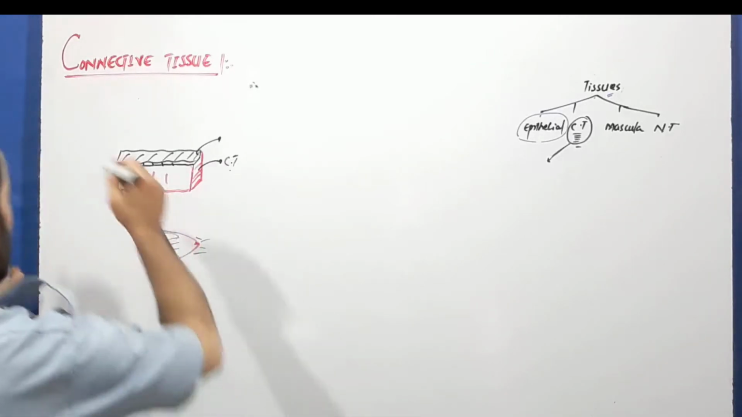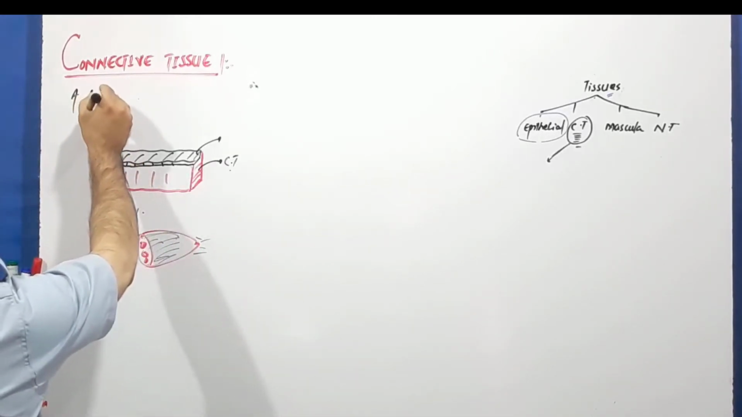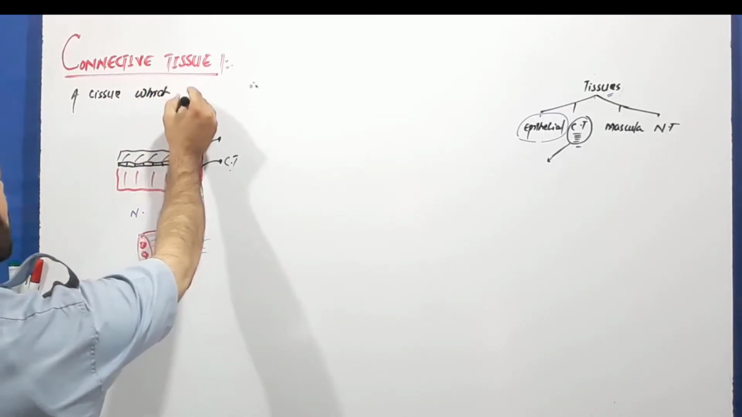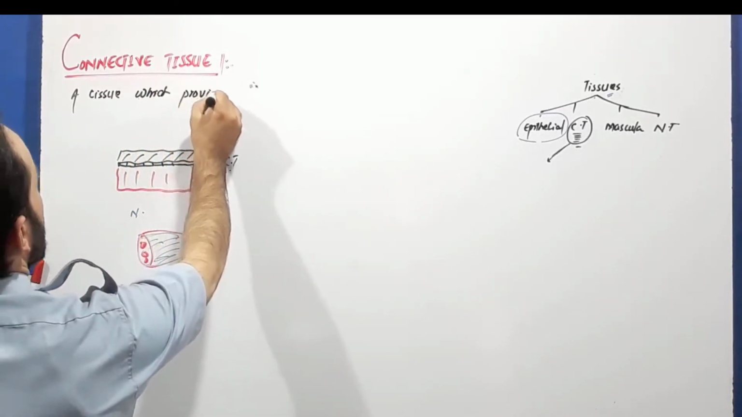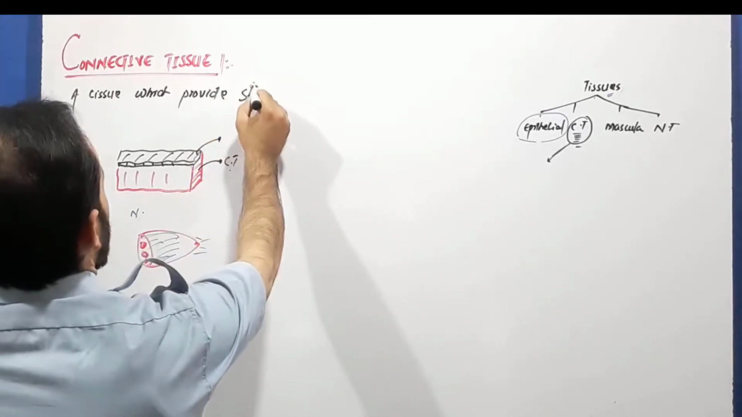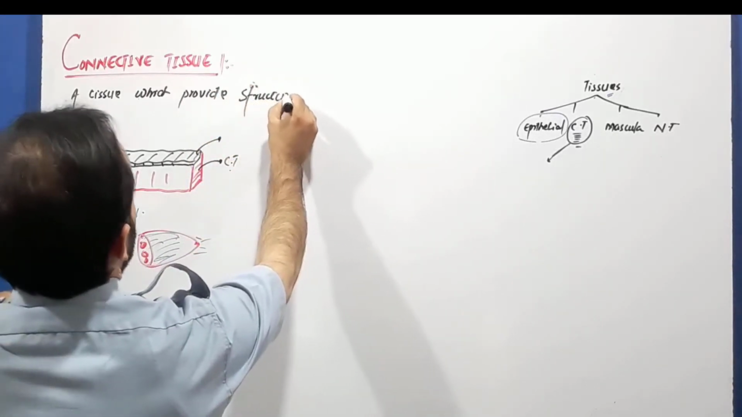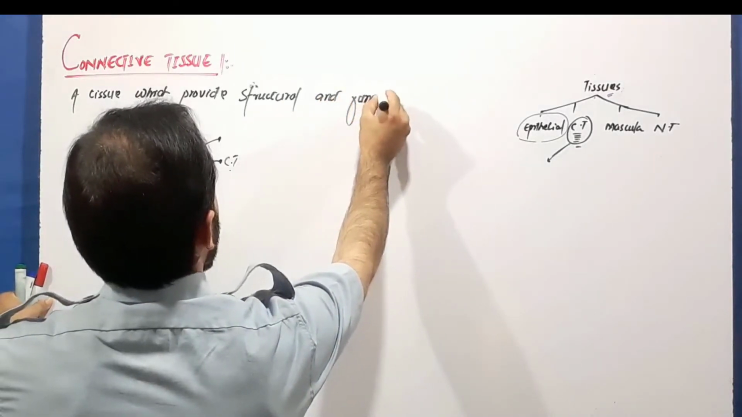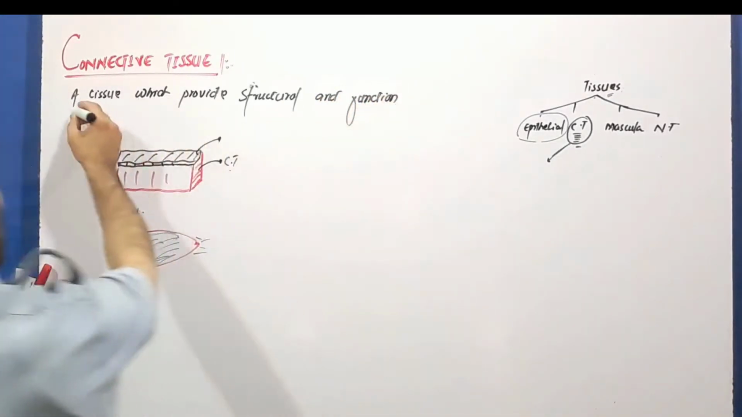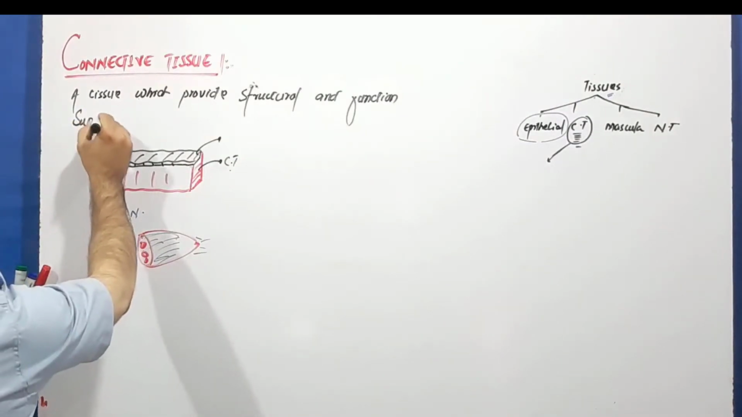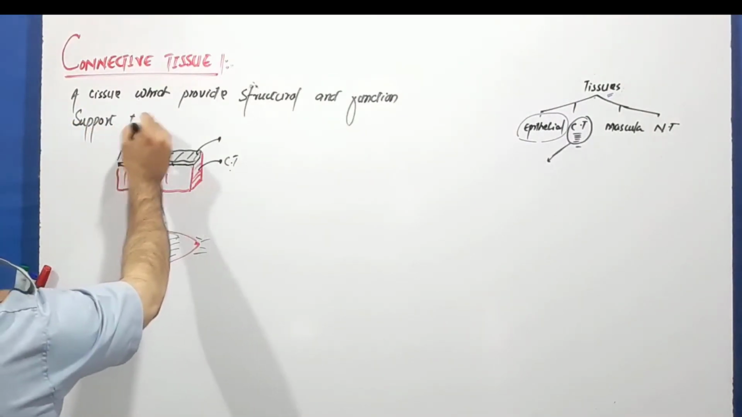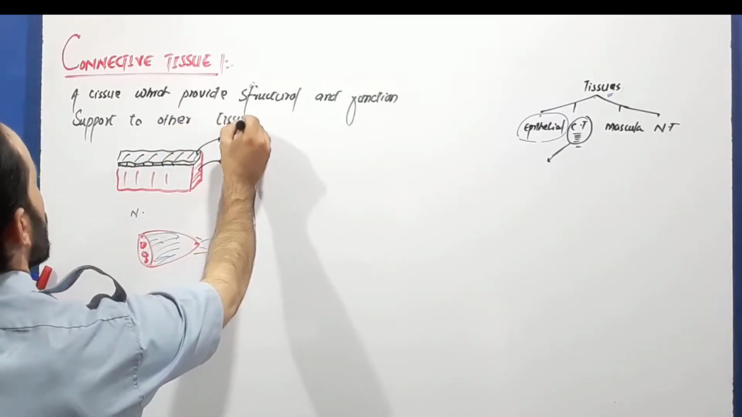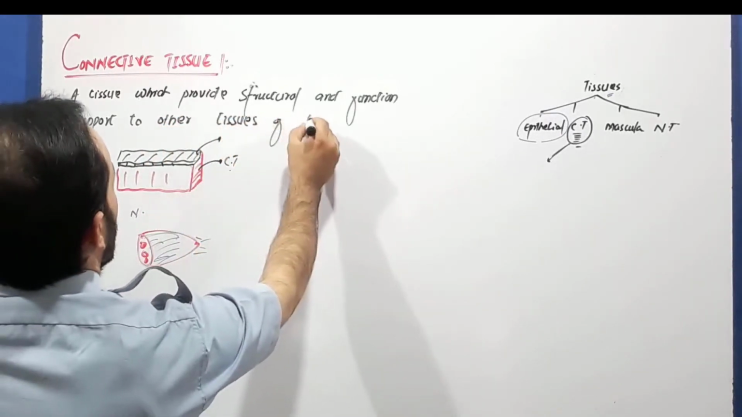So let me write the definition here: a tissue which provides structural and functional support to other tissues of the body.